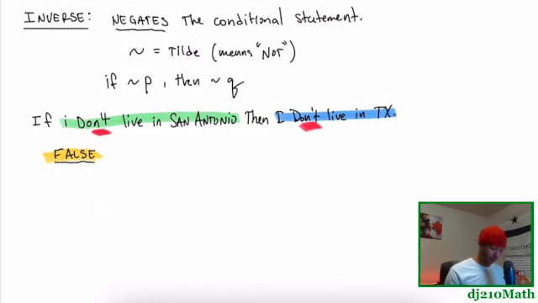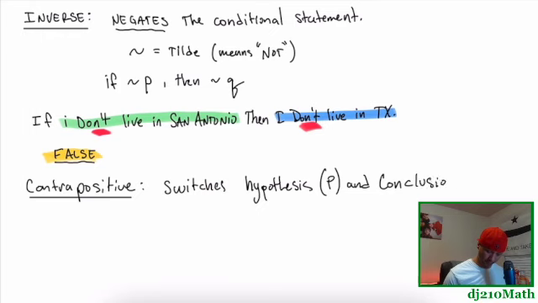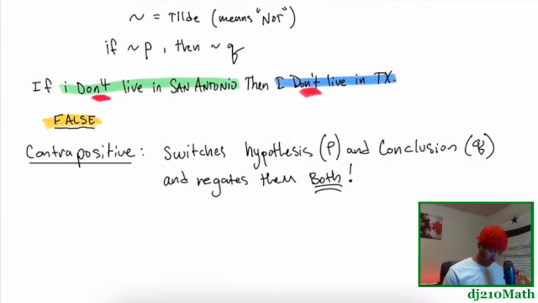All right, so let's look at the fourth conditional statement, or statement rather. The contrapositive. So what the contrapositive does, it switches the hypothesis and conclusion, just like the converse basically, but it also negates it. So if not Q, then not P. And remember, Q is the conclusion and P is the hypothesis. And these two statements can be anything.